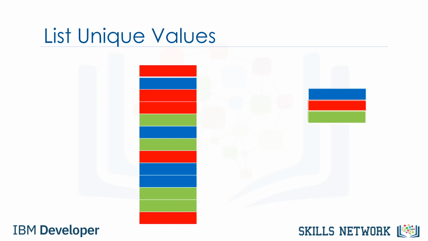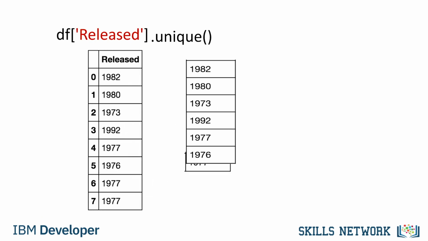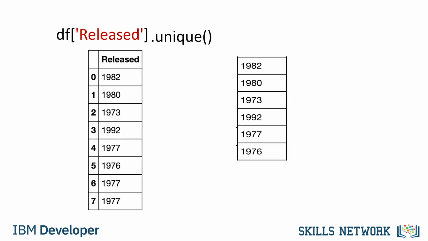Pandas has the method unique to determine the unique elements in a column of a data frame. Let's say we would like to determine the unique year of the albums in the data set. We enter the name of the data frame, then enter the name of the column released within brackets. Then we apply the method unique. The result is all of the unique elements in the column released.